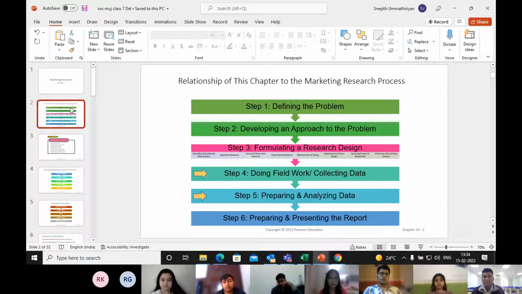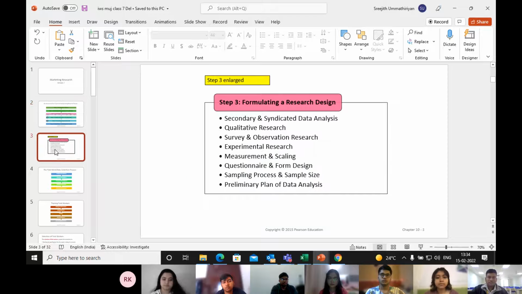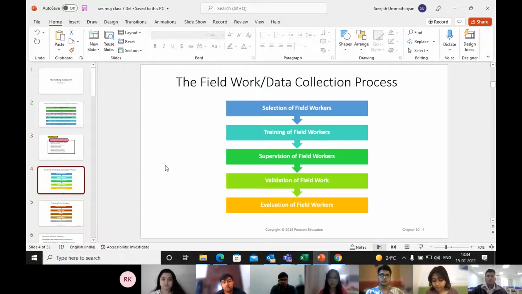Of course, all of you are doing web-based data collection, so a lot of it may not be quite relevant, but still, for the sake of completing the syllabus, I would also like to briefly touch upon it. Also about preparing, that is step 4 and step 5, preparing data and analyzing data. So we're going to be briefly touching on these things in this particular class. So step 3, we've done all of this. Okay, now the fieldwork data collection process.